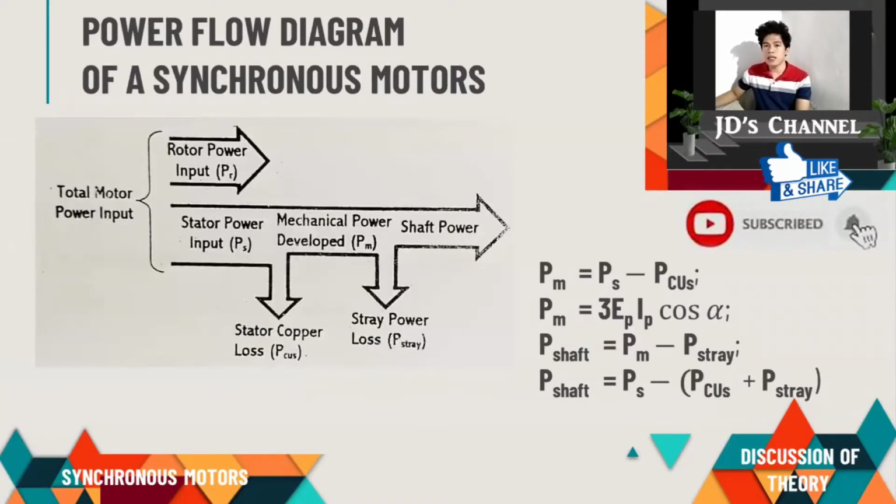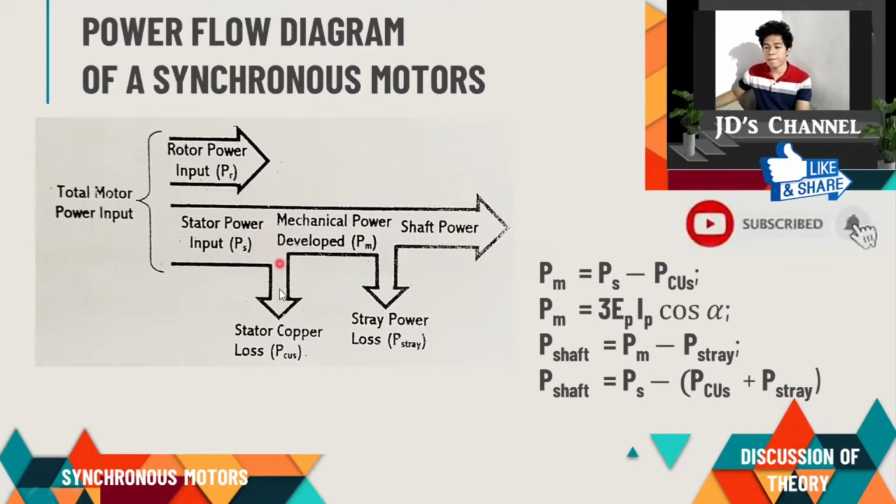So here is the power flow diagram of an asynchronous motor. As we can see, we have the total motor input. Okay, this is the total motor input. So yung ating rotor power, that's power input. Okay, so total power input. And then we have the stator power input, that is PS. And yung ating sa rotor naman is the PR.